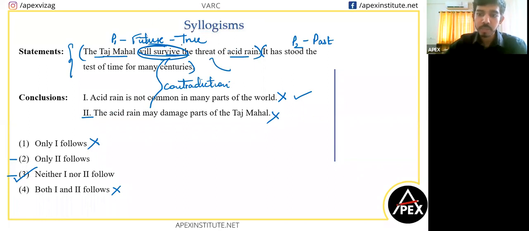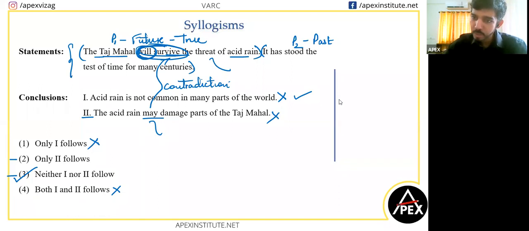is what is given in the premise. And this is will survive. So that is important. The wording is important. Will survive, they are saying that it will not be affected. So therefore, acid rain may damage parts of the Taj Mahal becomes an invalid conclusion because they have specifically told us in the premise it will not damage.